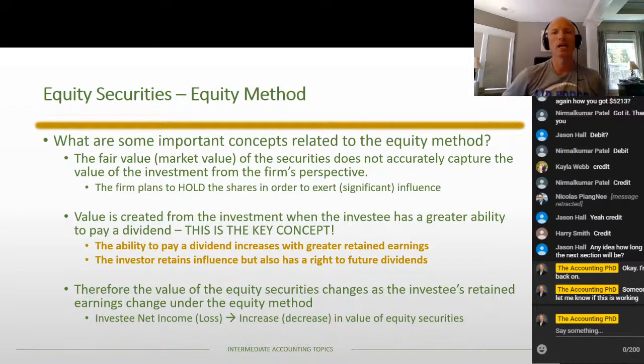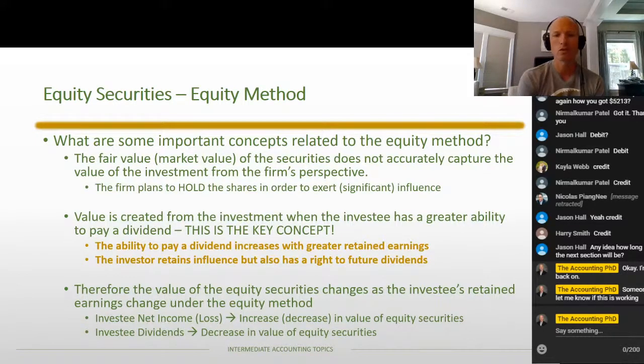So if the investee has net income, that's going to be an increase in the value of the equity securities. If the investee has a loss, that's going to be a decrease in the value of the equity securities. Because again, you pay dividends out of retained earnings. So if retained earnings go up through income, that's good. If the retained earnings go down because of a loss, that's bad. This is the one that's usually harder for students to understand.